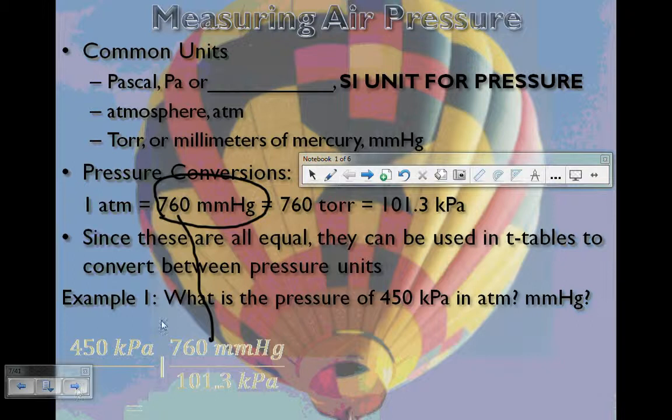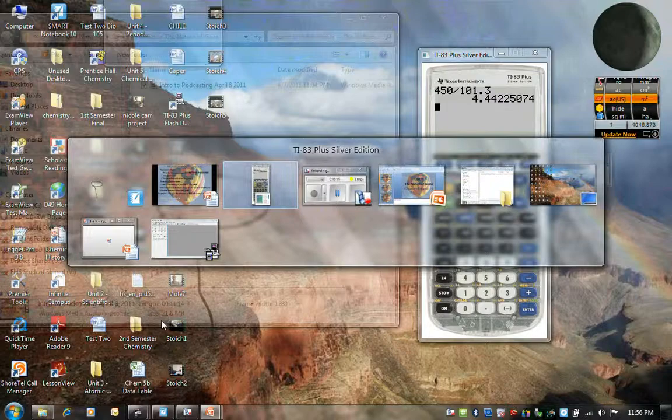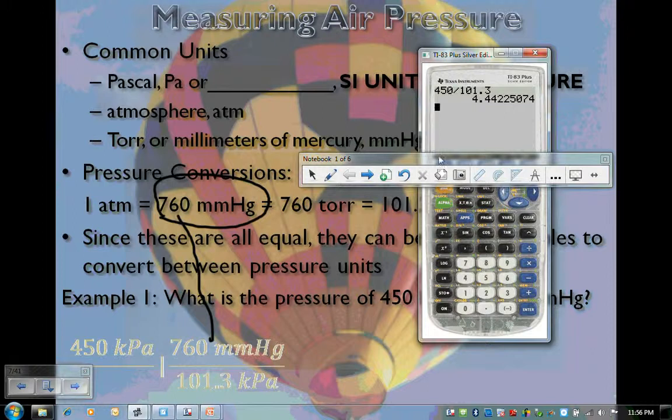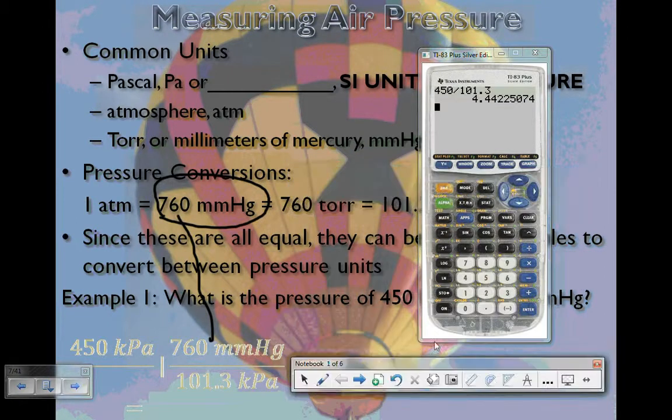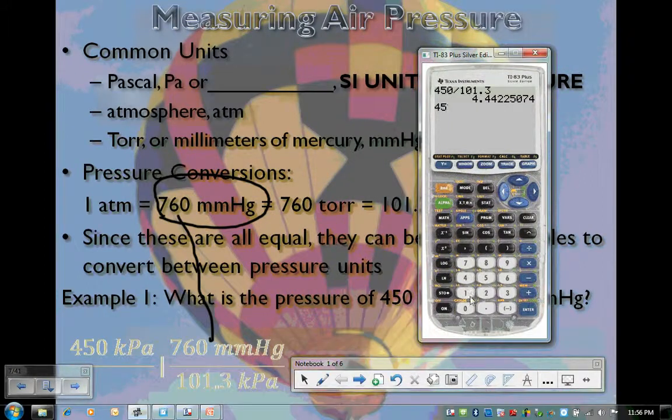When we do this math in the calculator, it's multiplication because we take the top times the top and the bottom times the bottom, then we divide the top by the bottom. All right, so let's do 450 times 760. And then we don't need to divide by the bottom. Oh, we sure do, because I thought it was 1, but it is 101.3. So we divide by the bottom, and that's not the right answer. I knew it. Try again.